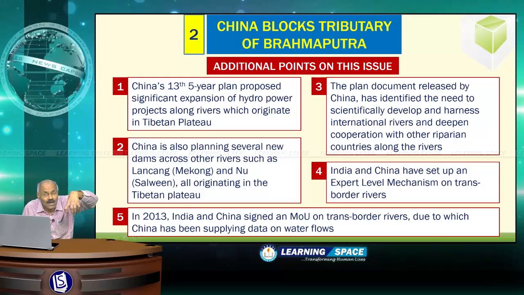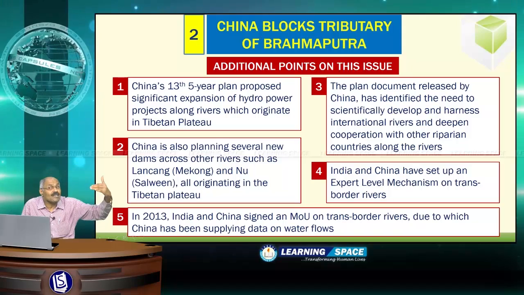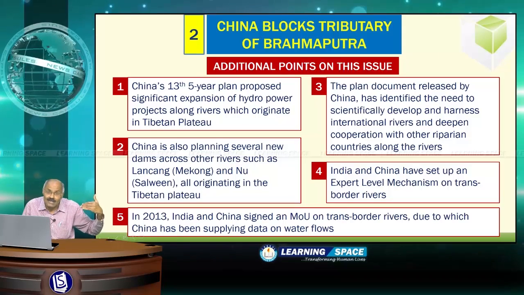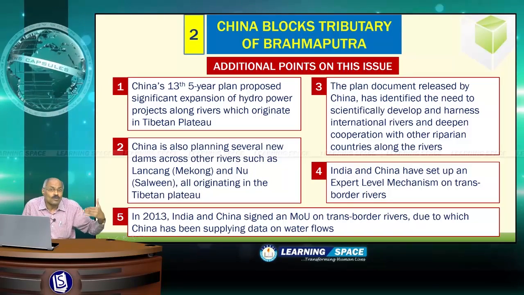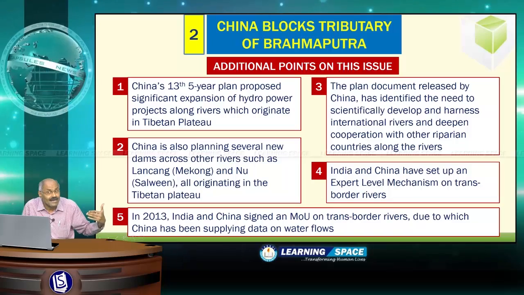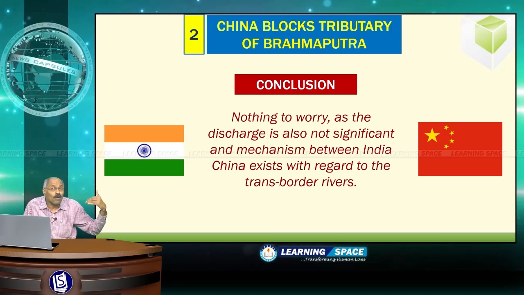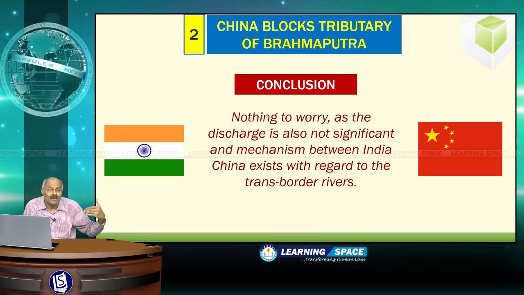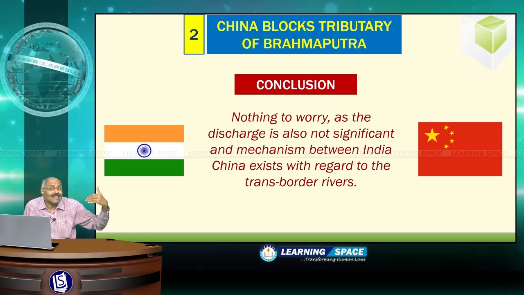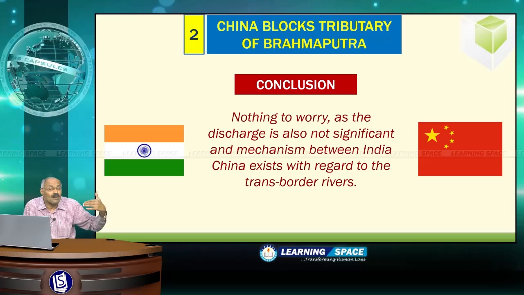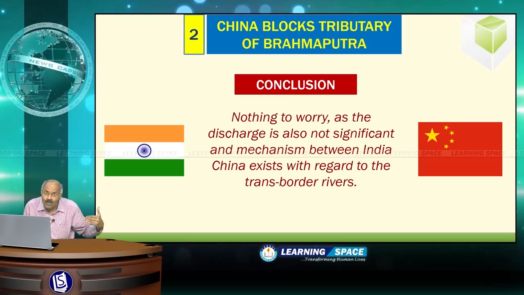And 2 important points are India and China have set up an expert level mechanism on trans-border rivers. Then in 2013, India and China signed a memorandum of understanding on trans-border rivers, due to which China has been supplying data on water flows. So the news item with regard to China blocking tributary of Brahmaputra is no cause for worry, because mechanism between India and China exists with regard to sharing of information on trans-border rivers. That is one important point.